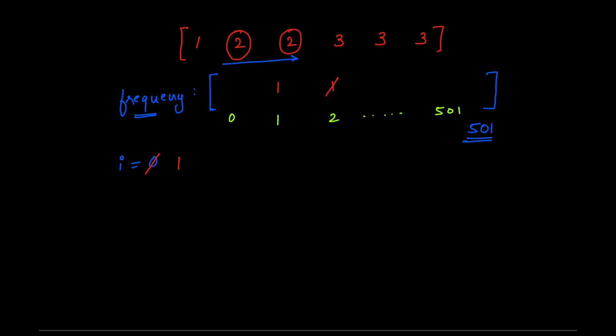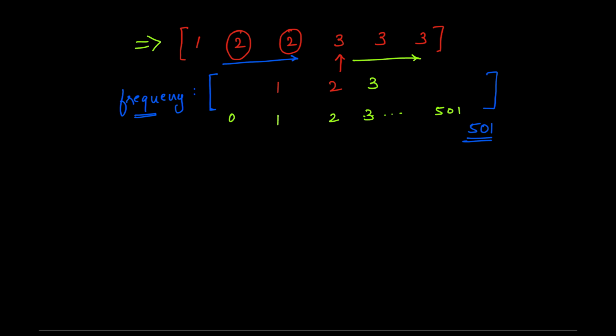The next element in the array is 2, so I'll update its corresponding frequency by 1. So the new value will be 2. The next value in the array is 3, so frequency of 3 will be incremented by 1. To save time, I'll quickly update the frequency for the remaining elements in the array.